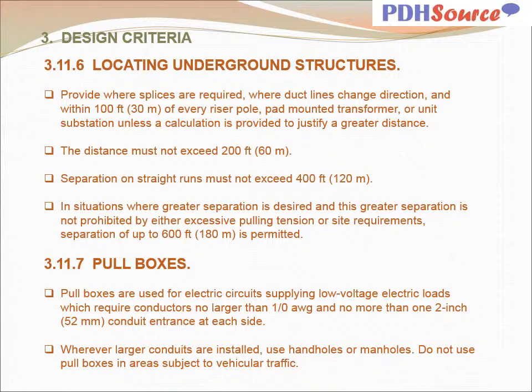Provide where splices are required, where duct lines change direction, and within 100 feet of every riser pole, pad-mounted transformer, or unit substation, unless a calculation is provided to justify a greater distance with regard to the location of the underground structures. The distance must not exceed 200 feet. Separation on straight runs must not exceed 400 feet.